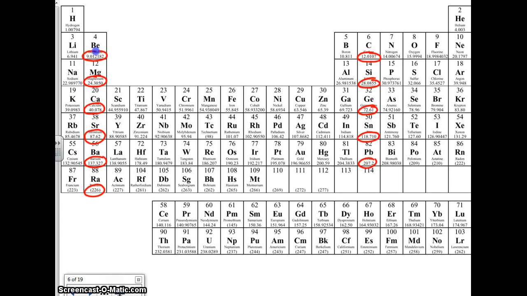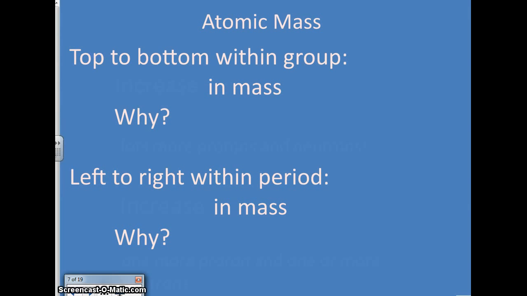What happens as you go left to right? Potassium's 39, calcium's 40, scandium 44. Moving across, we see here that the mass increases with occasional hiccups. It's not always a perfect trend, and it's not an even trend, but as you go across from left to right, there is an increase in the mass of the elements. So summarizing this, top to bottom within a group, there is an increase in mass.